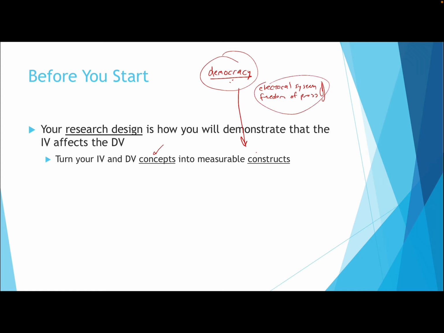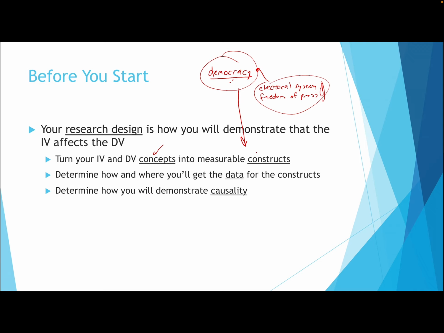Again, these things aren't democracy per se, but if I look at those and those change, I can say, yeah, that's what I mean when I say democracy is changing as well. So that's what I mean by turning those concepts into constructs, things that are measurable. Then determine how and where you're going to get the data for those constructs, and determine how you will demonstrate causality. How will you show that these constructs lead to these constructs?